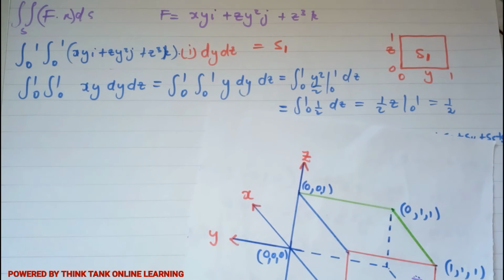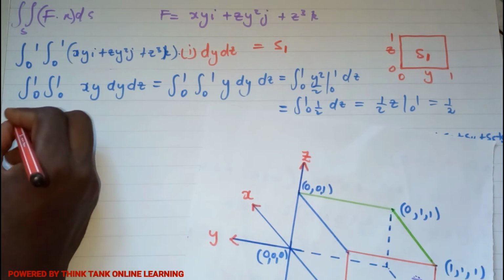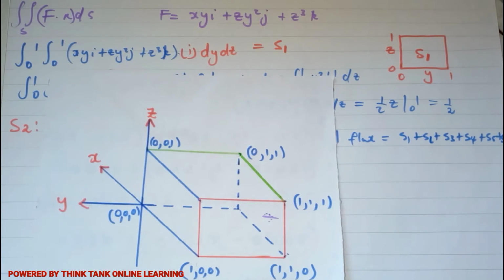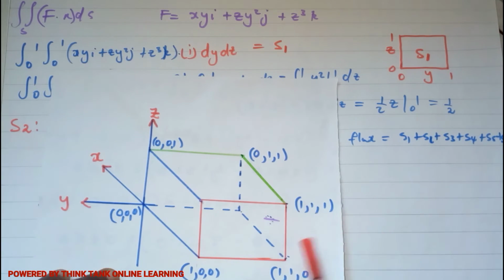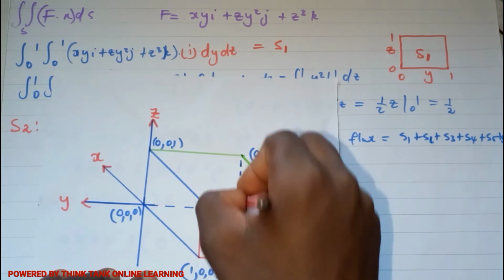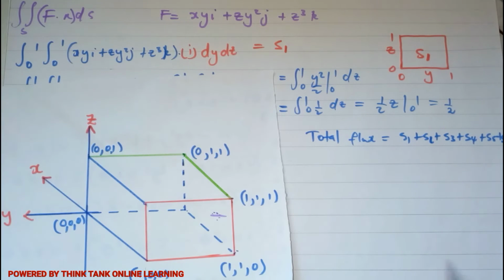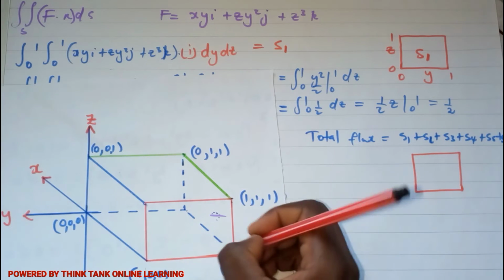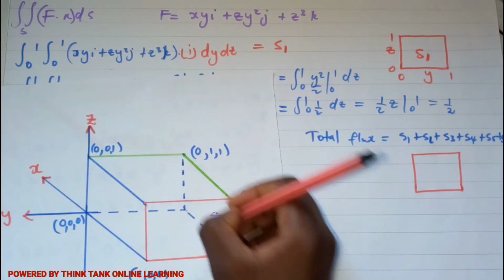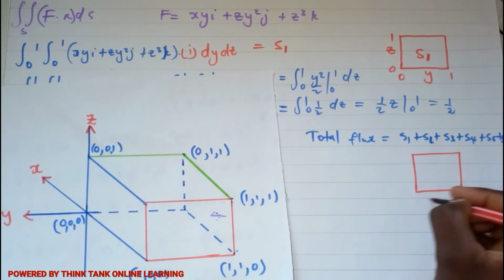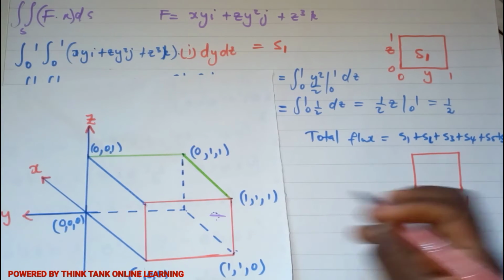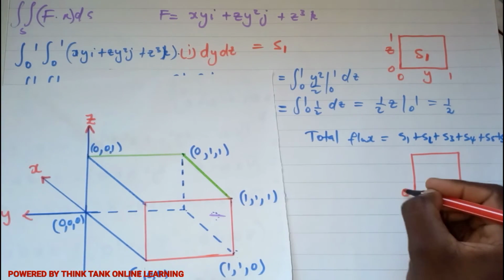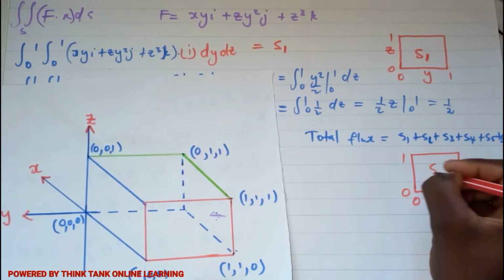Now we're going to surface number 2. For surface number 2, the order doesn't matter. I'm going to choose this surface, the green one. Let me draw a triangle here. For this surface, x is from 0 to 1, and this one is the height, z from 0 to 1. This is surface number 2.